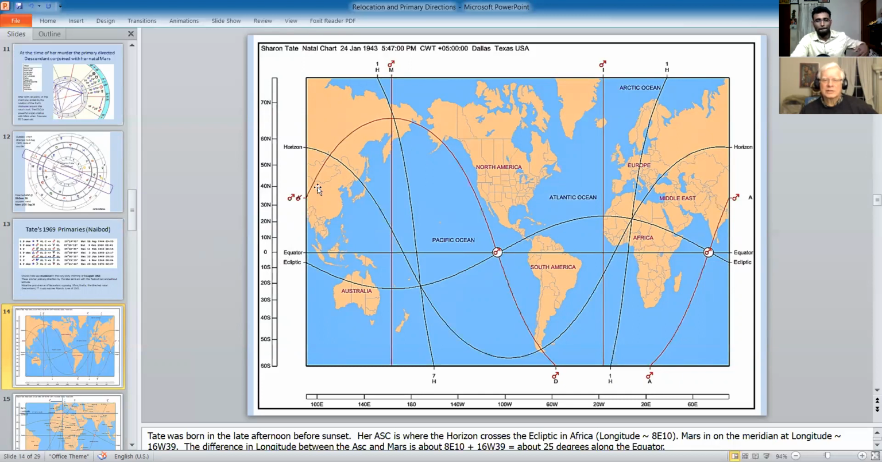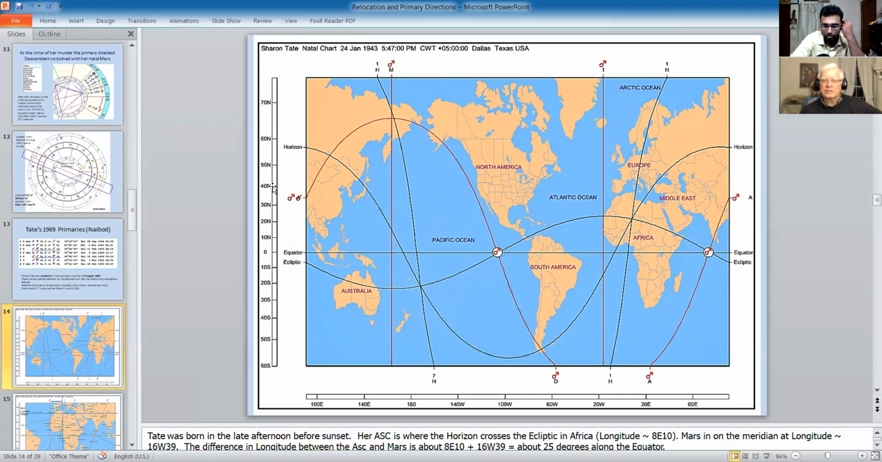And this curved line that looks like a sine curve, this is the ecliptic. This is the path of the sun. And then she's born over here in the United States. She's born with the sun on the western horizon. It's about to set.